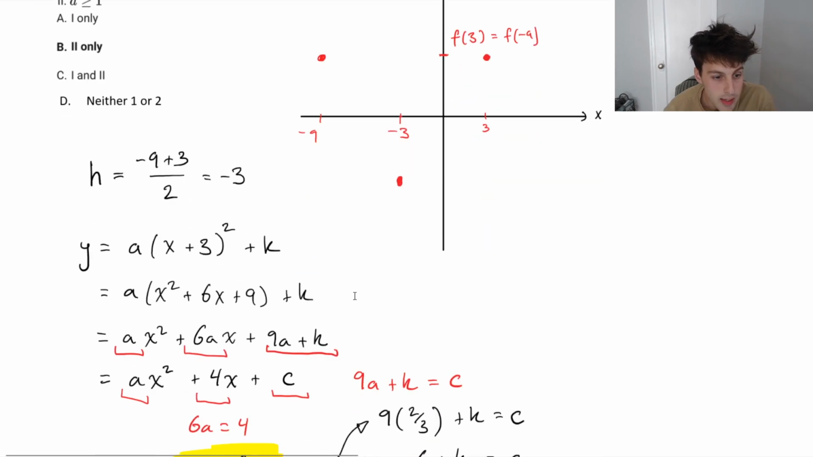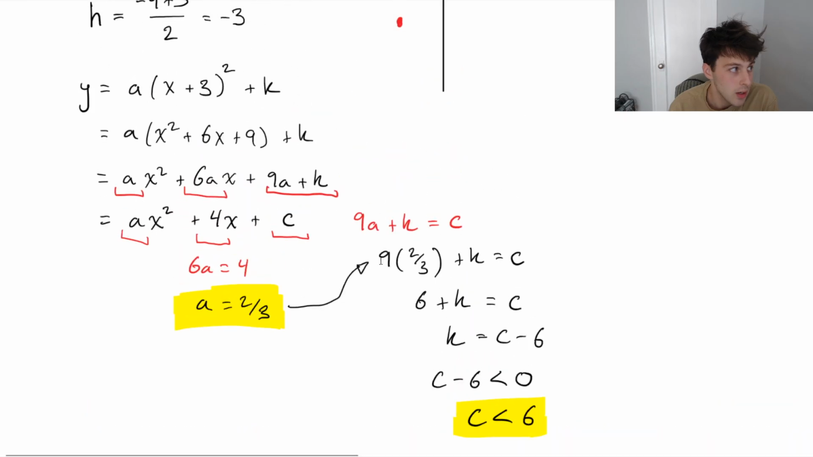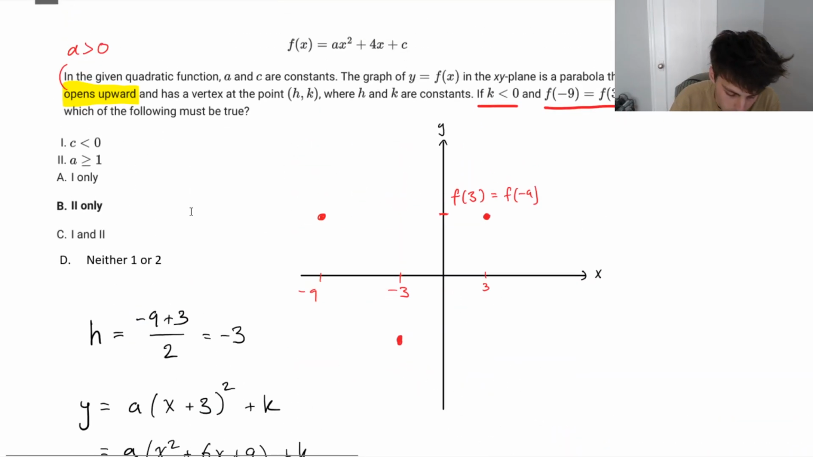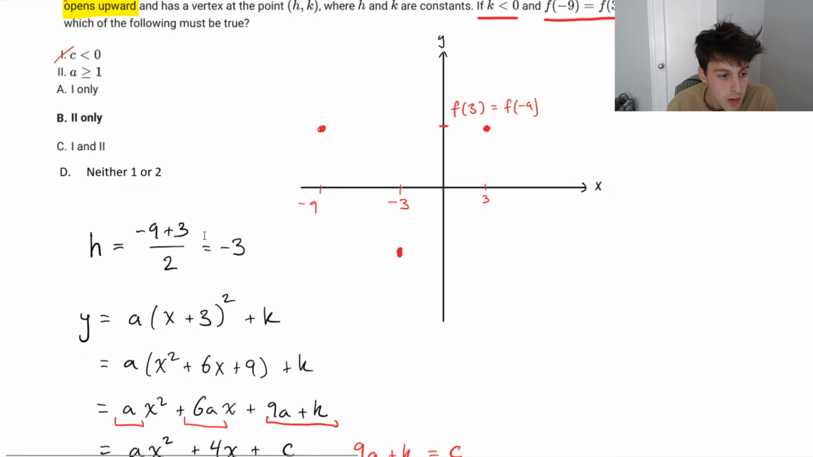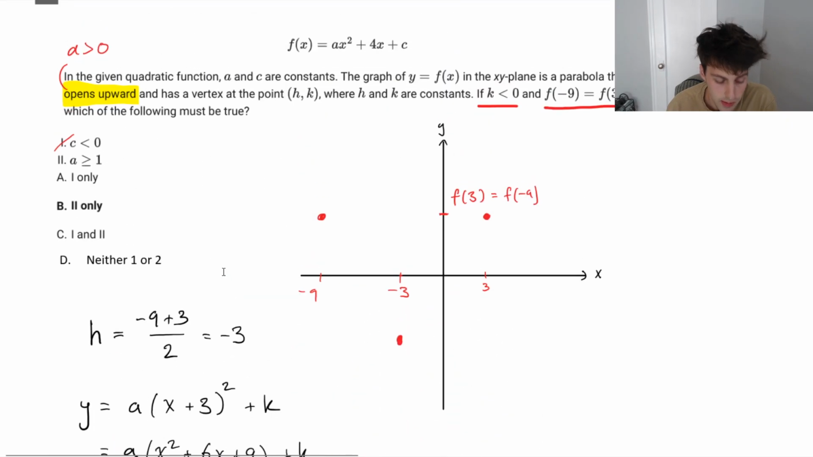Well, not necessarily true, right? Because our solutions can be satisfied, like we can meet the criteria given in the question, as long as our value of c is less than 6. So that means we could have a value between 0 and 6 and it would still work. So number 1 isn't true. A has to be greater than or equal to 1. Well, we solved for a actually. We saw that it was 2/3. So that's also not true.